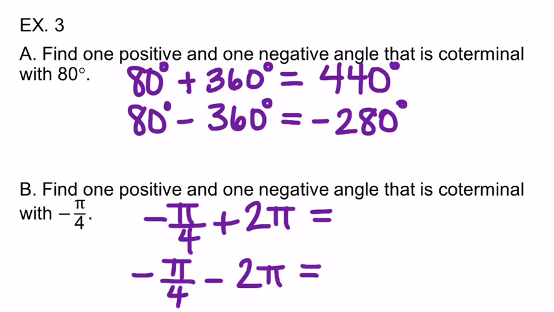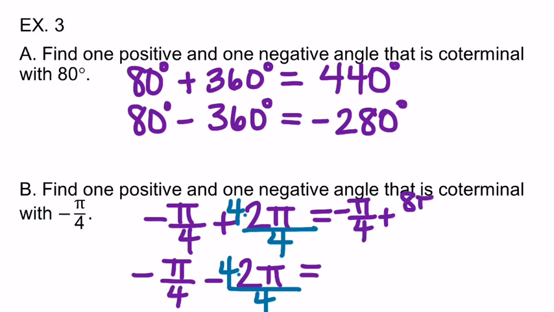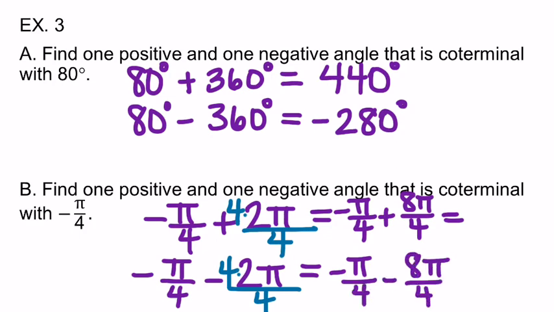Okay, so don't let the pi's or the fractions scare you. We're just going to work this out pretty simply. In order to add or subtract fractions, they have to have a common denominator. So in this case, our common denominator is 4, so I'm going to need to multiply by 4 on the top and the bottom to get an equivalent fraction. So for the first one, negative pi over 4 is going to be added to 8 pi over 4. And we'll figure out what that is in just a second. And then we're going to do negative pi over 4 minus 8 pi over 4 to find out our coterminal angles.